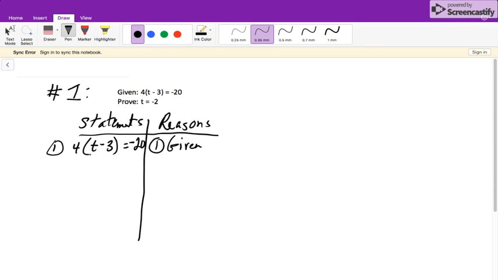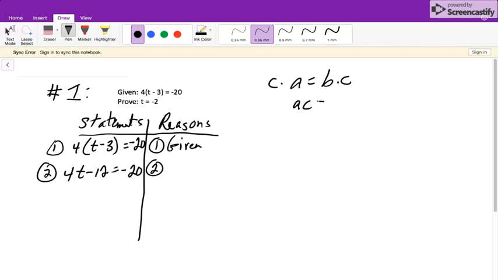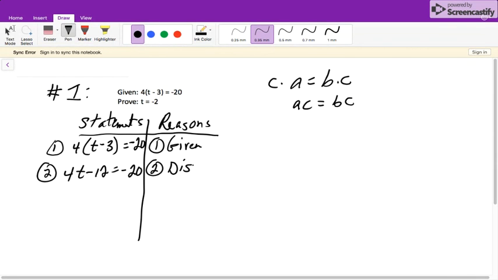Now, I picked this one to go over for a reason, because you can solve it one of two ways. I can distribute this 4 in, and my next step would then be 4t minus 12 is equal to negative 20. Now, there is a property called multiplication, but with multiplication you're multiplying both sides by the same number. So that becomes AC is equal to BC. In this case, we're not multiplying both sides by the 4. We're just distributing this 4 in. So this is our distribution property. You see the difference between multiplying, where we would have had to multiply both sides by that 4, and here, where we're only multiplying the one side and distributing it in. So that's our distribution property.